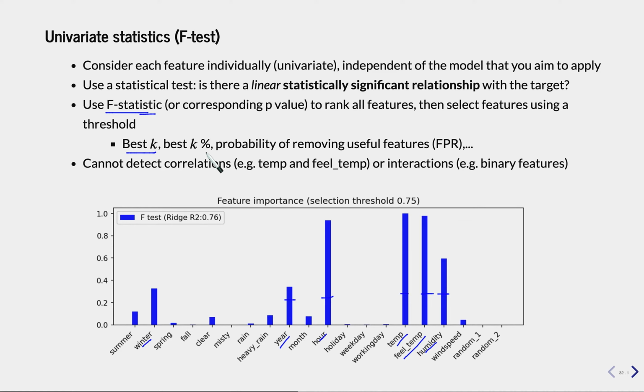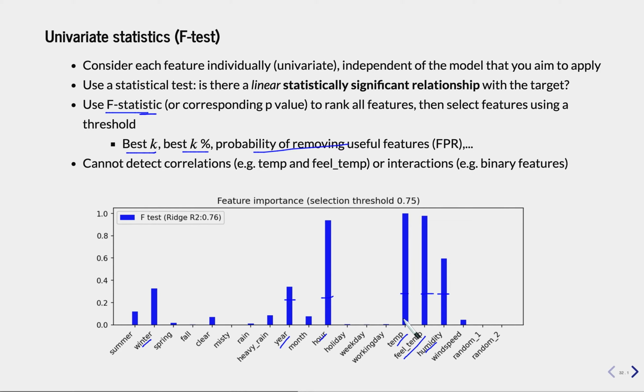You could also select by percentage. You could, for instance, say that you take the 50% most informative features, or maybe the 10% most informative features. You could also try multiple values and then look at the performance to optimize the number of features that you want to select. Another thing you can do is look at the probability of removing useful features. So you do that by looking at the p-value. So if you have an F statistic, you also get a p-value.